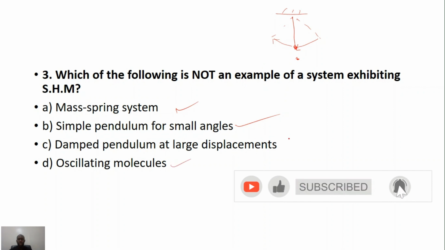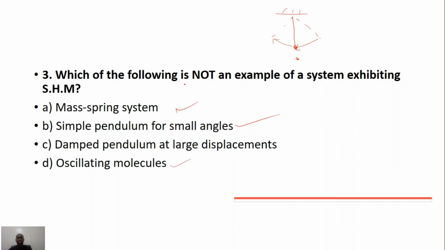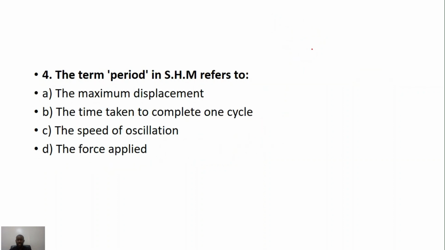Oscillating molecules, this is correct. So the answer, the body that is not an example of simple harmonic motion, is the damped pendulum, because there is usually a damping effect by the external forces.